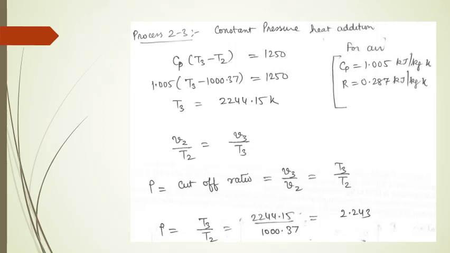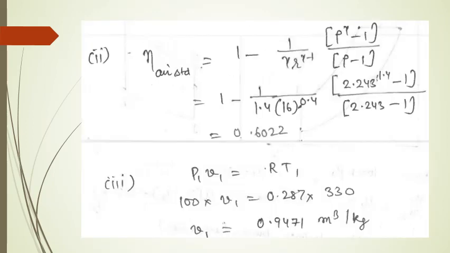Now as the 2 to 3 process is a constant pressure process, we can write V2 upon T2 equals V3 upon T3. Now the cutoff ratio, which is the ratio of V3 and V2 and also T3 and T2, as it is a constant pressure process, rho, which is equal to T3 upon T2, comes out to be 2.243. Now the value of air standard efficiency can be computed with the help of this formula, and that comes out to be 0.6022.